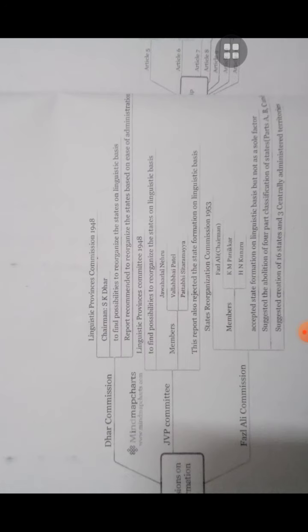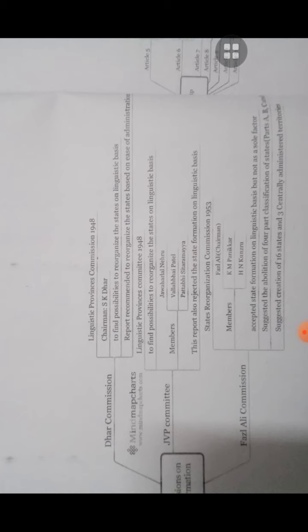Next is the JVP Committee, Dar Commission, Linguistic Province Commission 1948. The chairman was Dar, to find the possibility of reorganizing the states on a linguistic basis. The report recommended reorganizing states based on ease of administration. The JVP Committee was the Linguistic Province Committee, JVP 1948, to find the possibility of reorganization on a linguistic basis.